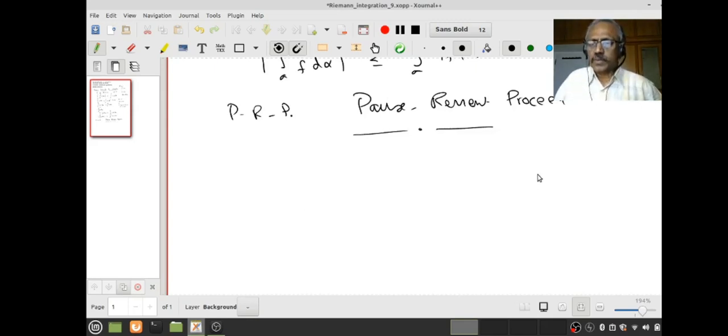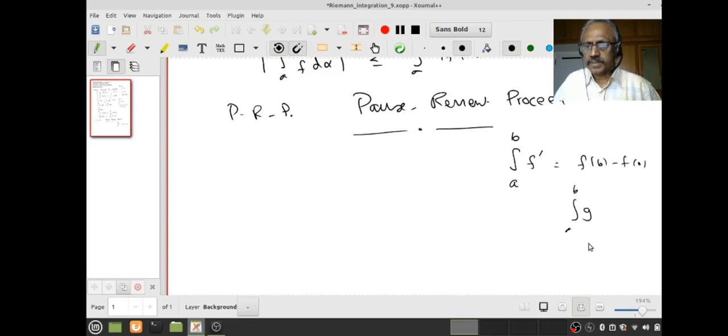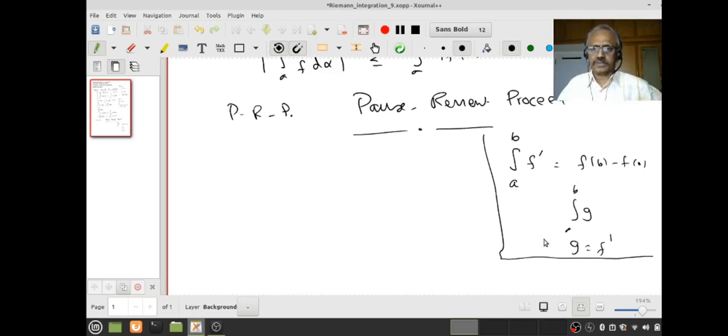Let us go back. What was Newton's way of looking at the integral? He said the integral of f dash is f. You understand that? So in particular, the integral a to b of f dash, he wanted to say, is f of b minus f of a, right? This is Newton's method. That is, if I want to integrate a function g from a to b, try to see whether g is of the form f dash, then the integral a to b of g is f(b) minus f(a).